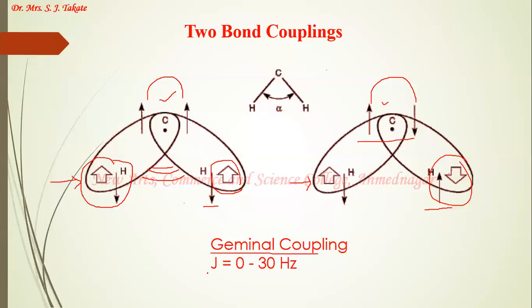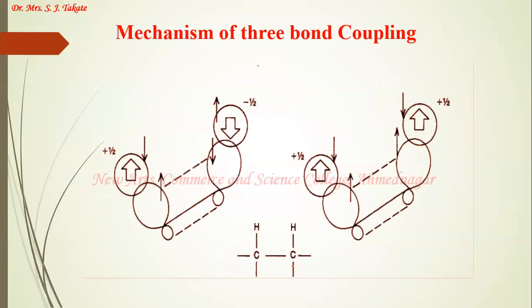The coupling constant values for geminal coupling are usually in the range of 0 to 30 Hertz. This is very small as compared to the one bond coupling constant value. It is very obvious that the coupling interaction occurs through electronic interactions, and as in the case of these two bond couplings, the electrons are present in different orbitals. Their interactions are somewhat weak, and therefore the coupling constant values are smaller as compared to one bond coupling constant values. Let us see the three bond coupling constant value.